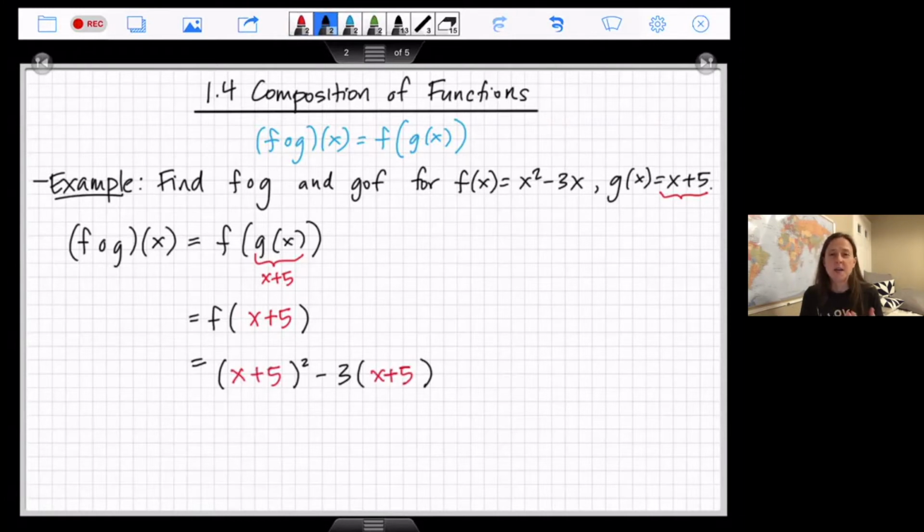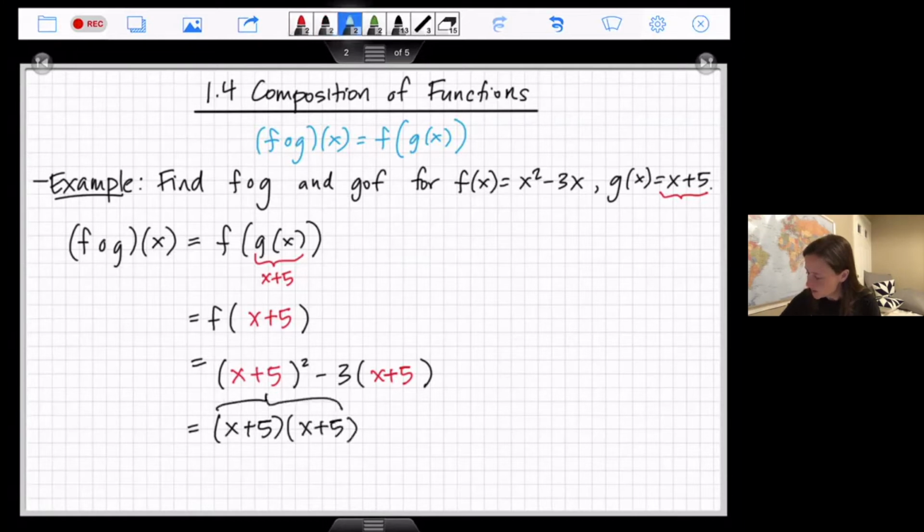All right, and this one's got a fair amount of simplification that needs to go on. So that (x + 5)² we need to multiply out, using either the box method or FOIL that you learned in high school. I'm going to use FOIL. (x + 5)² is (x + 5) times (x + 5).